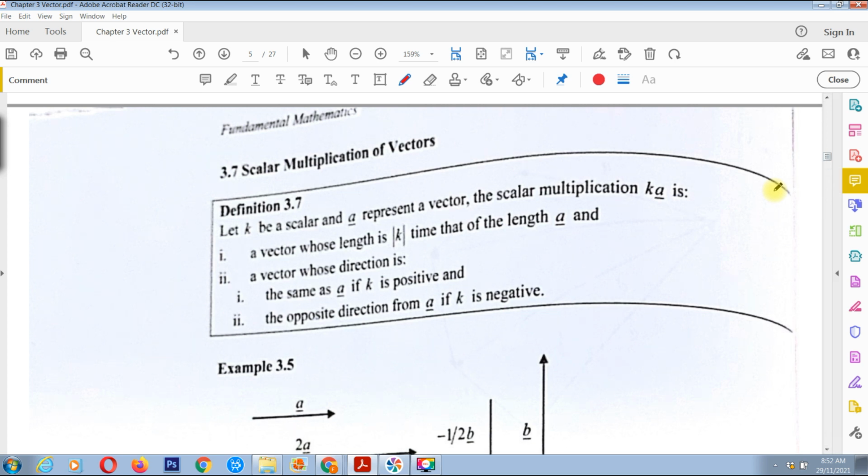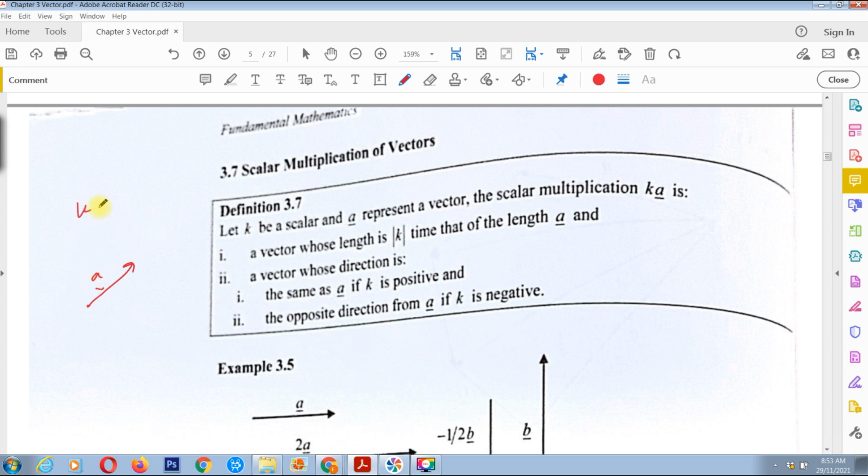Alright, so next, scalar multiplication of a vector. Let K be a scalar and A represent a vector. The scalar multiplication KA is K times the length of A. So K is a scalar multiplier. If we have A here, and then we have K.